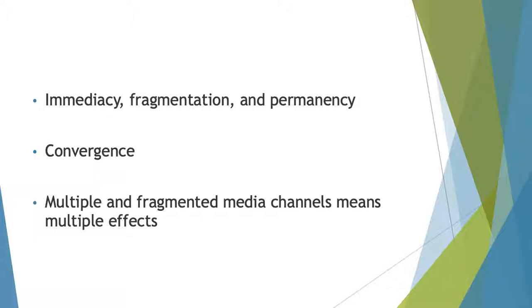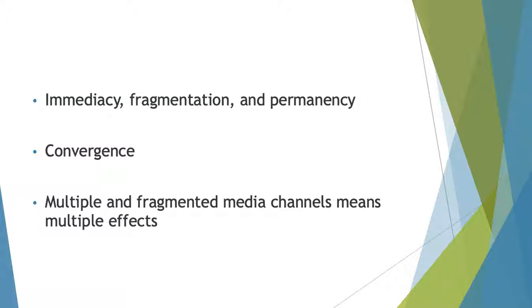And the last point I have on this slide is that multiple and fragmented media channels means multiple effects. So everything I just talked about, online communication being fragmented, immediate, having this quality of convergence. What this means is that it has multiple effects. So you might also remember from your intro class talking about media effects, right? Measuring the effects of media messages. Well, when we go to online spaces, information is so mass and so fragmentary that our effects are always going to be multiple.